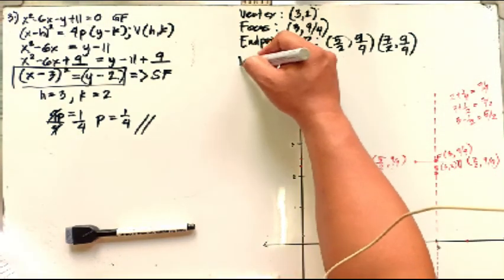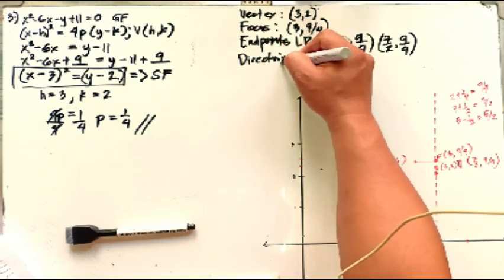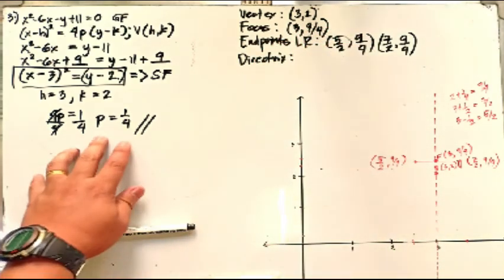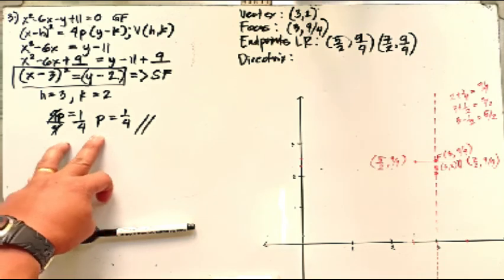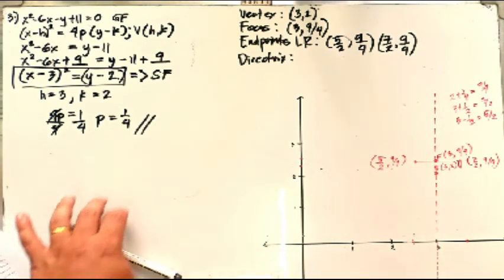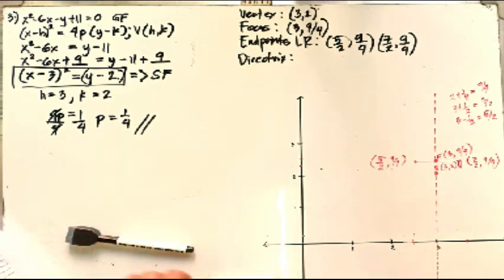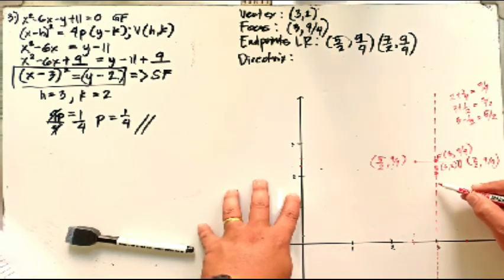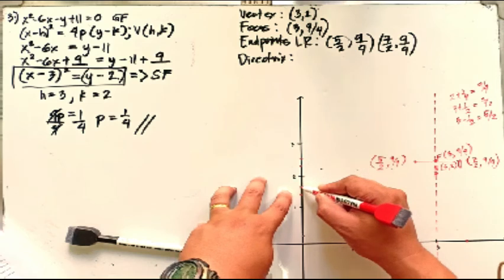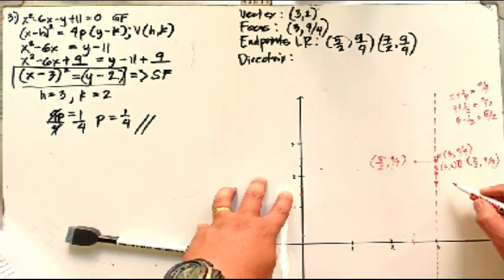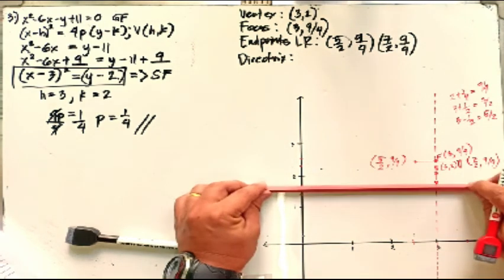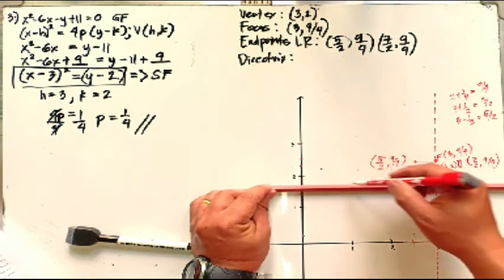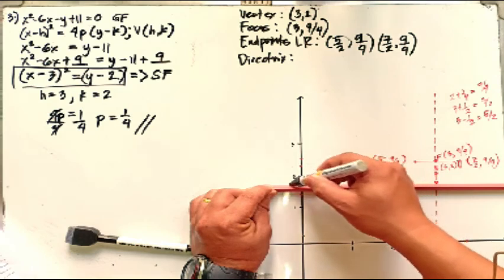Sir, how about the equation of the directrix? For us to get the directrix, we need to go back to the value of p. This p is the distance between your vertex and your directrix. So that is 1/4. Let's move 1/4 away from the vertex downward, since we know that the parabola is opening upward. The question is, what is the coordinate of that? But we don't need the coordinate, we just need the equation of the line that passes through that point.